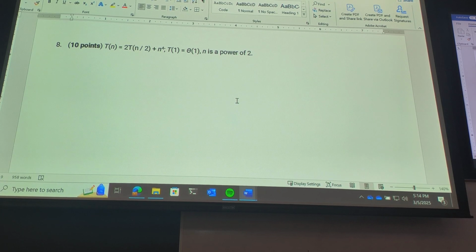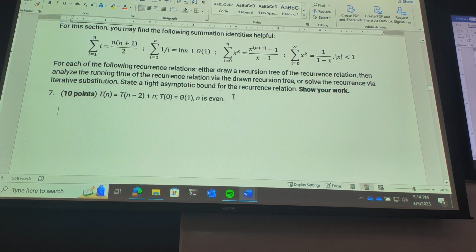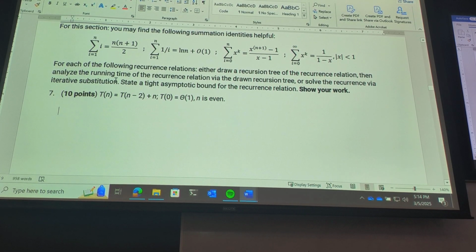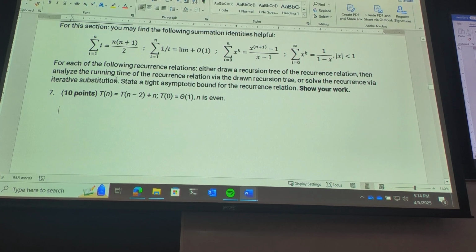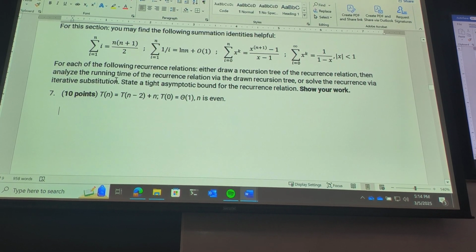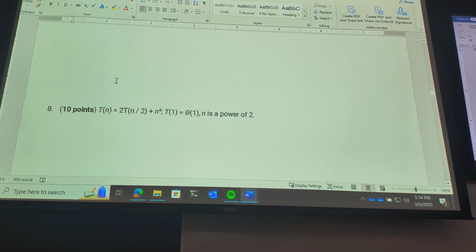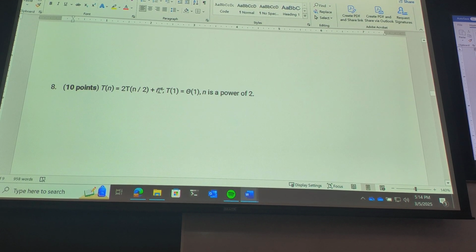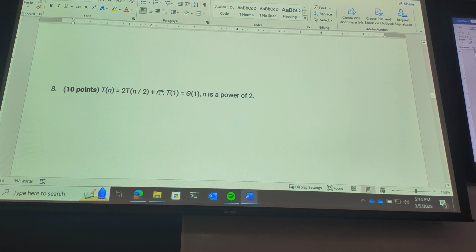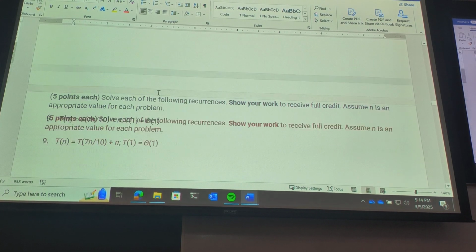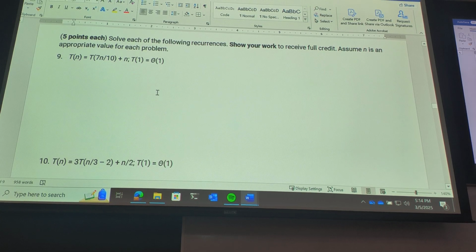Does it state above number 7 to use the tree? It says you can either draw a recursion tree of the recurrence relation, then analyze it, or solve the recurrence via iterative substitution. Those are your 2 options. It doesn't mean that we can't use the master method to check. You can absolutely use it to check your work. In which case, you better be coming up with this answer somewhere. Yep, you know you're in the ballpark. All right, 2 points.